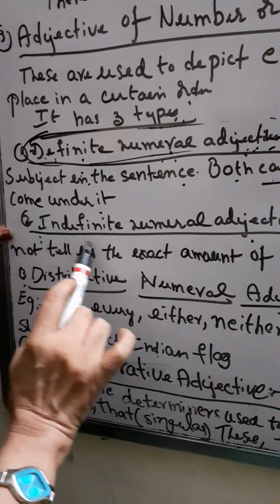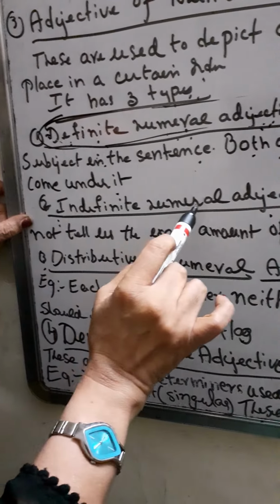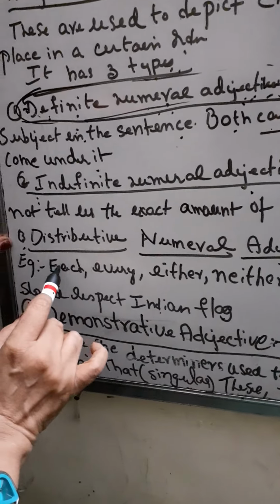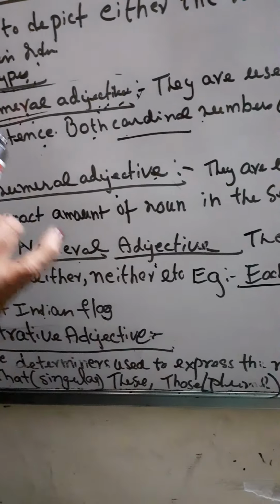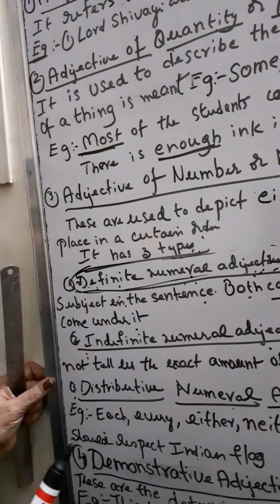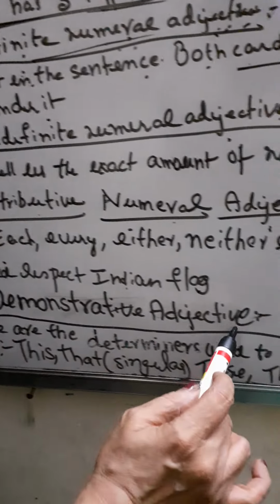If they are talking about all, no, many, then you have to write indefinite numeral adjective. But if they are asking you about each, every, then you have to write distributive numeral adjective. This is in case of CBSE board and UPSC exam, railway recruitment board exam. But if you are below 10th standard and in Maharashtra board, then you have to write only adjective of number. Okay. Now our next adjective is demonstrative adjective.